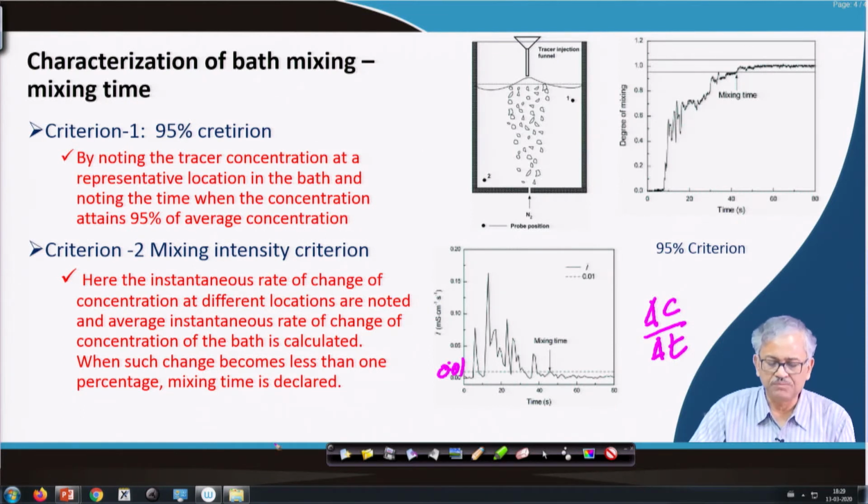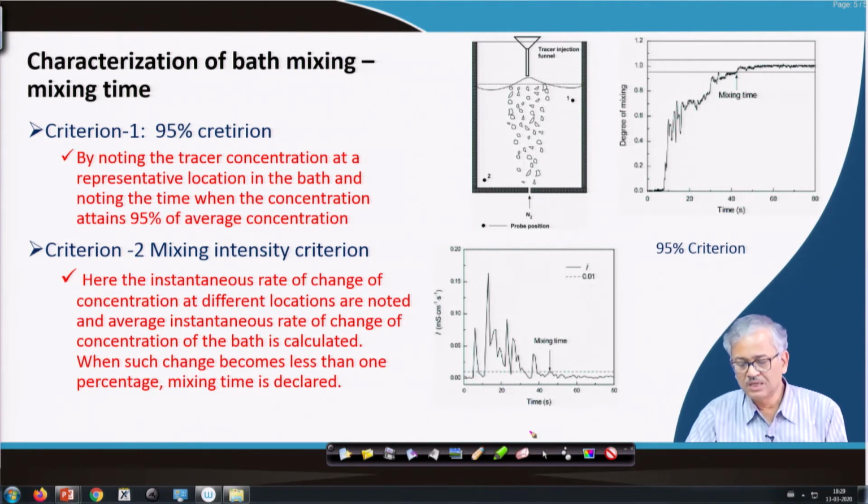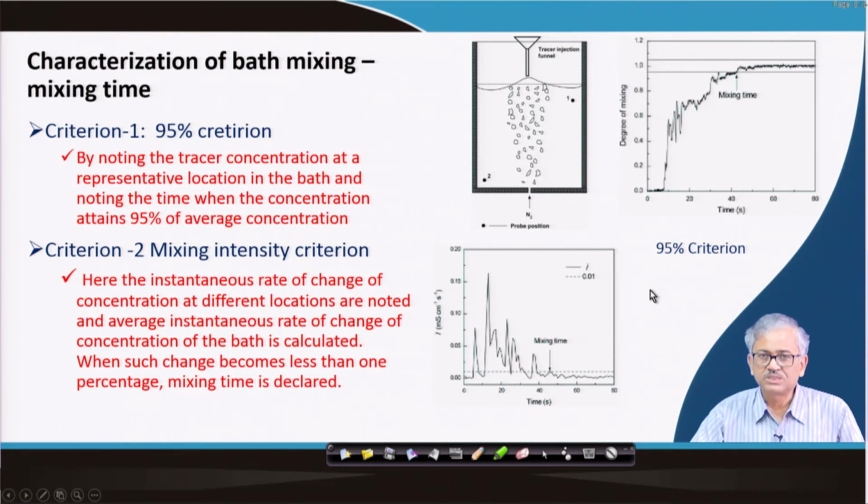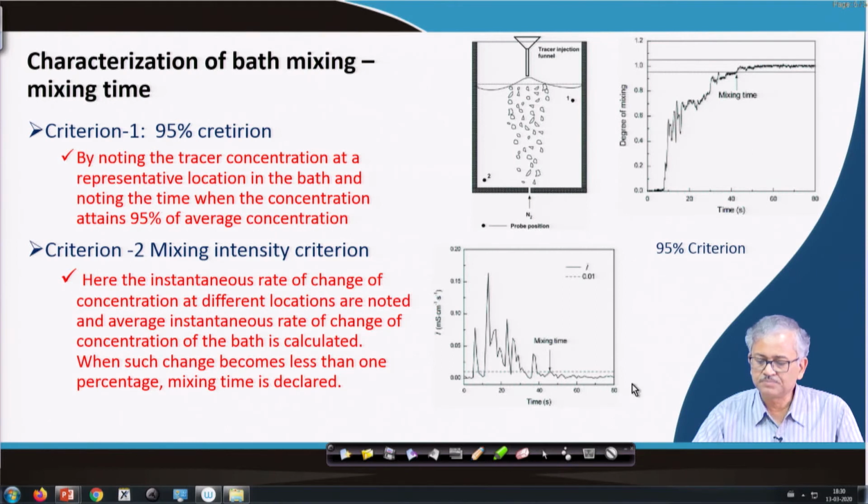So basically, what does the mixing time give? Mixing time gives a measure of the extent of mixing in the bath, or how much time it takes. So the lower the mixing time, the faster the mixing. The kinetics is also fast in that case.